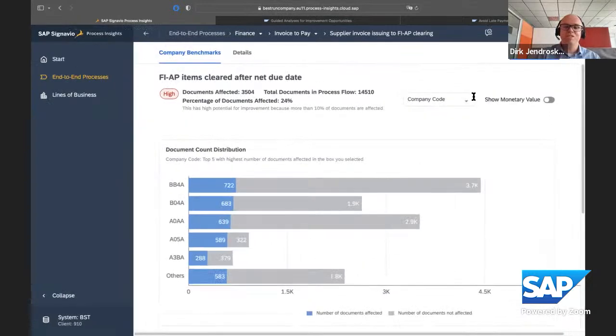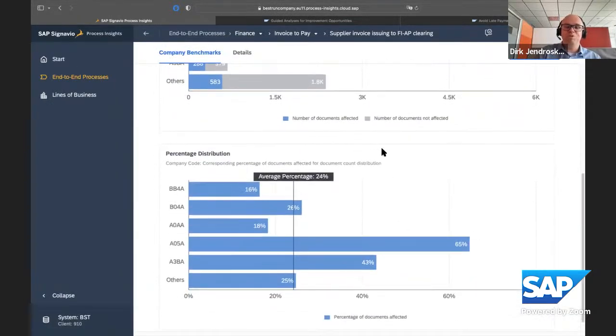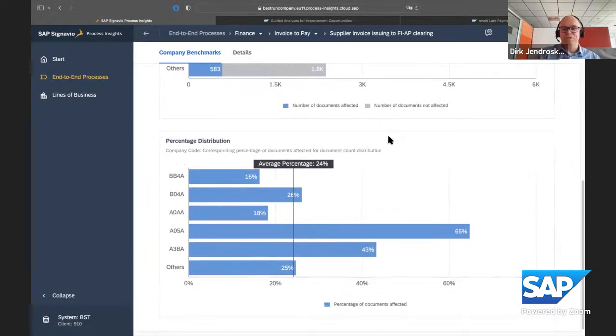And let me zoom in a bit because otherwise the print would be too small. So if we're now looking into this one, we see, no, it's not evenly distributed. We have a couple of company codes where actually the problem is way bigger than in others. And in this case, I would have A05A, which would be potentially an Austrian department. I would know if I would be in Timo's company.